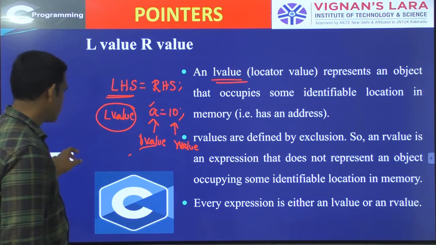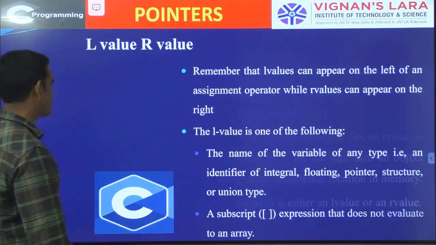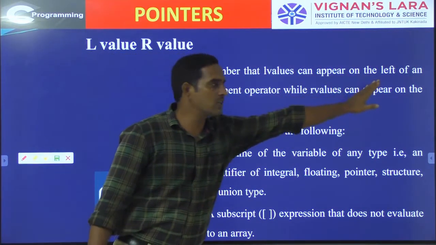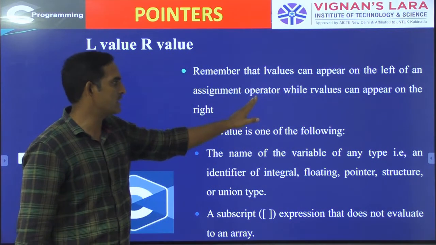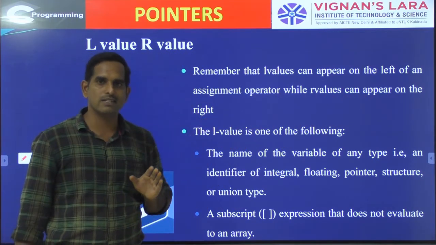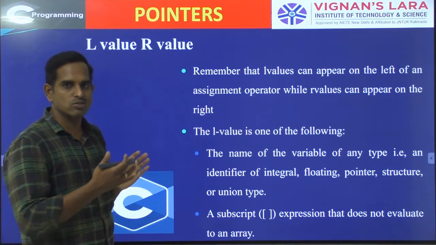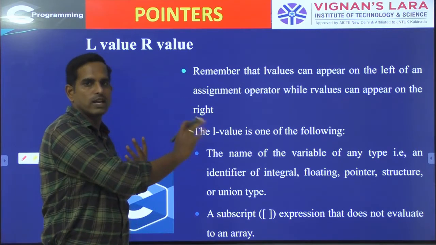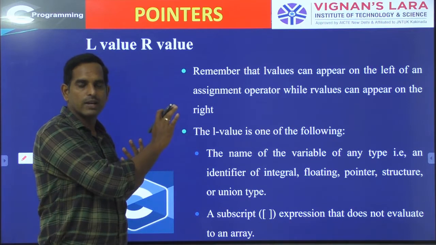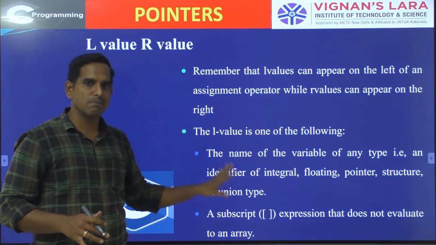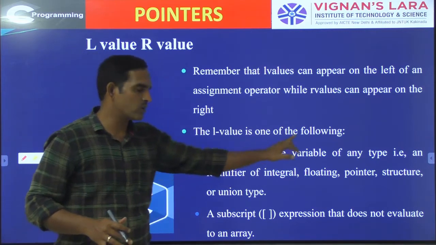I will show you an example of which are L values and which are R values. Remember that L values can appear on the left hand side of an assignment operator, while R values usually appear on the right hand side. So L values usually appear on the left hand side and R values on the right hand side. But I will show you some examples of L values. The L value is one of the following.